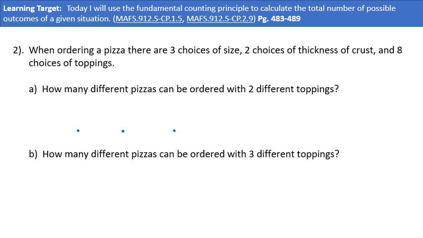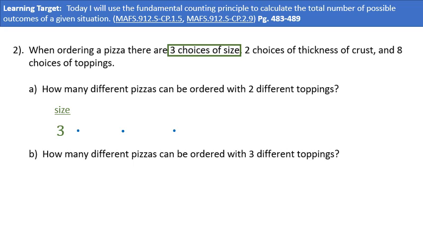The first thing we have to think about are the different events or the different options that we have. What's the first thing we have to choose? We have to choose the size of the pizza. So we have 3 different choices for sizes, probably a small, medium, and large.